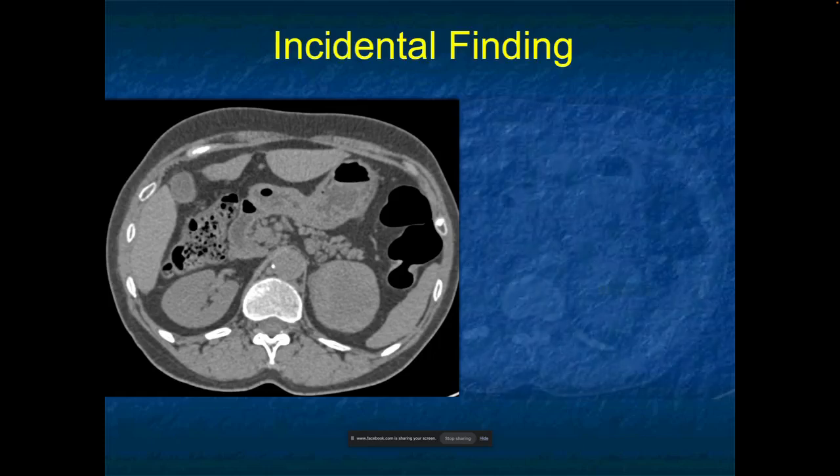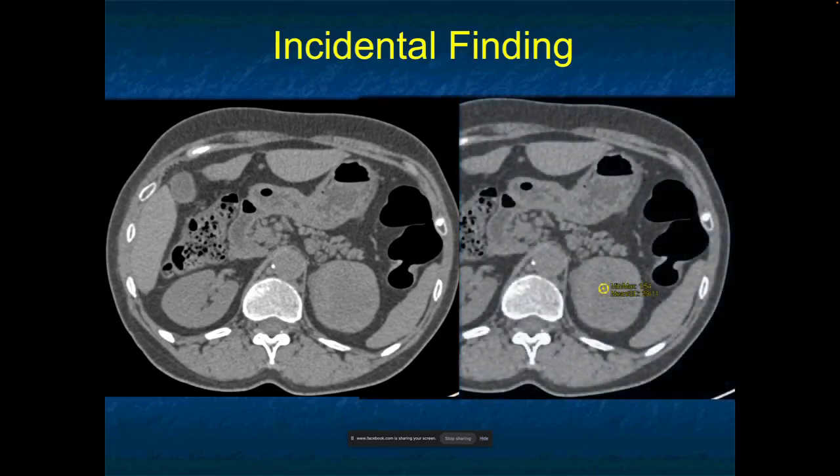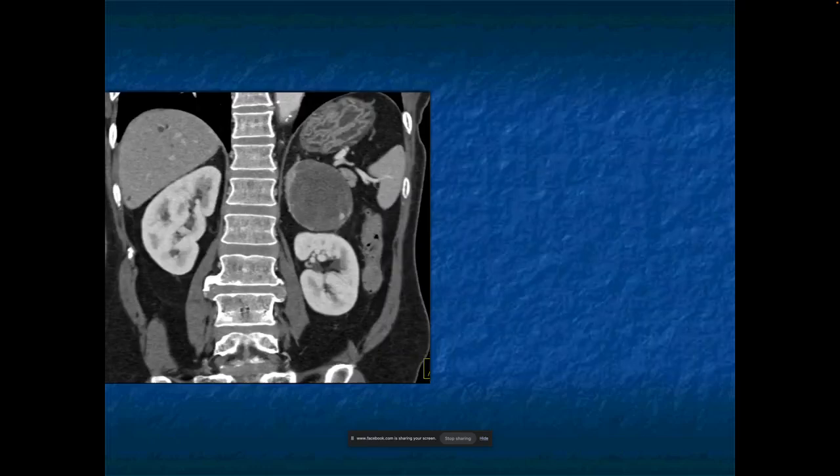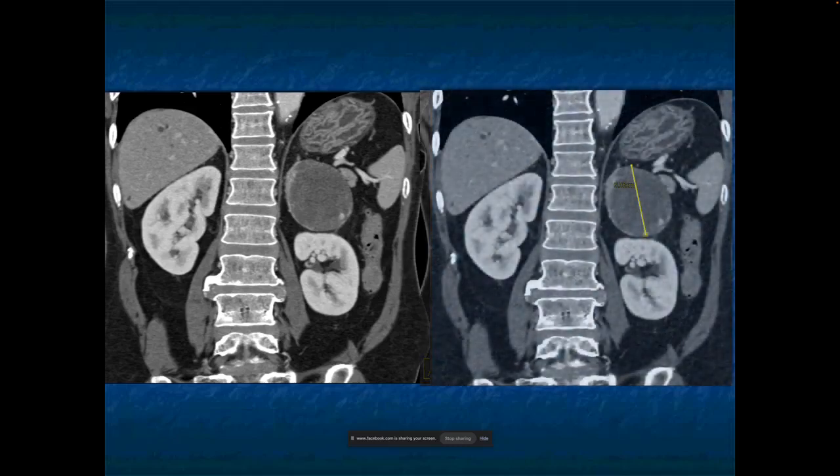Okay, incidental finding. What are we talking about here? There's a lesion. Is that kidney? Is it adrenal? I'll tell you it's adrenal. There's some patchy enhancement. It's cystic. So what do you think about? Could it be an ACC? They can be. Primary adrenal cortical carcinoma can be cystic. It's not a simple cyst because it's a thickened wall.